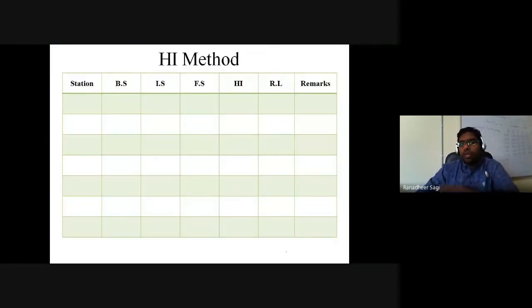Okay. The same problem you can solve by the height of instrument method. I'll leave it for you for this particular case. In the next case, I'll try to solve one problem based on the height of instrument method, and I'll leave you the rise and fall method, which you can try to practice again.